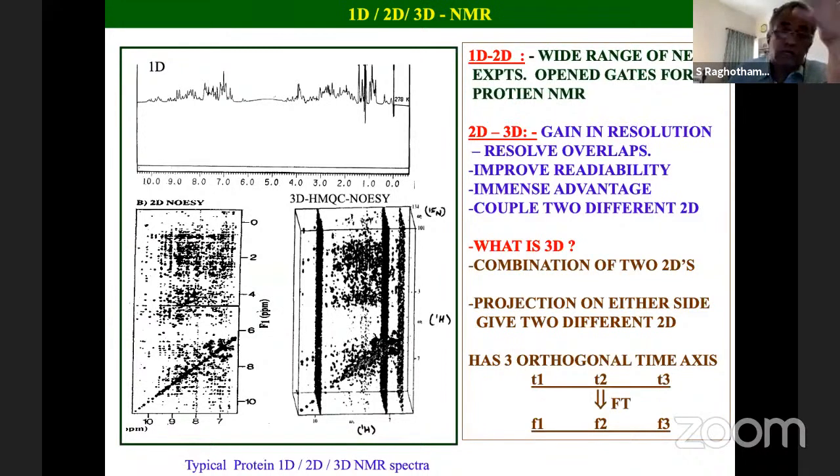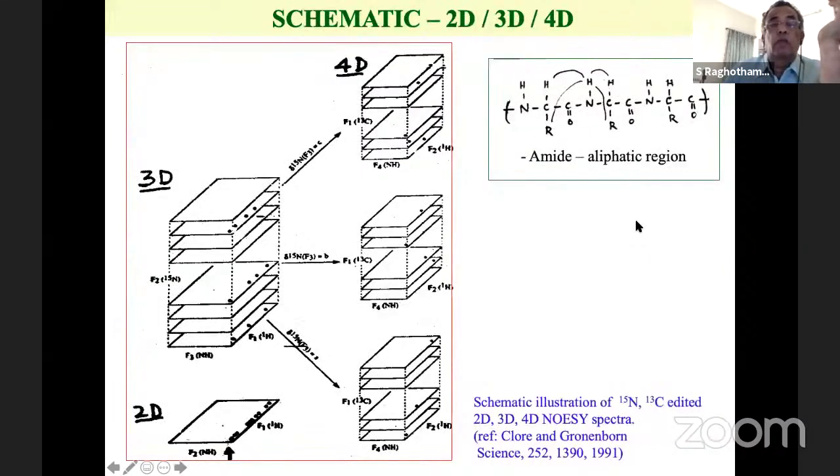You can even think of it as coupling two different 2Ds. If you project on one side, you get one kind of 2D. If you project on the other side, you get another kind of 2D. So you can mix these 2D experiments by doing one 3D experiment. As I said, if you project it, it's two different 2Ds. Now you have to do a triple Fourier transformation to get the information from 3D. And as I said, we can keep on going.